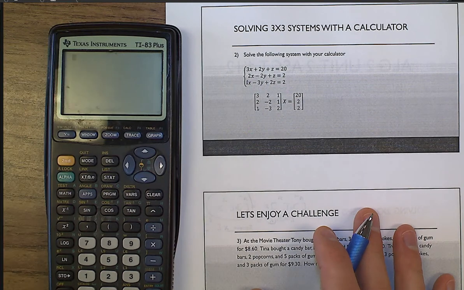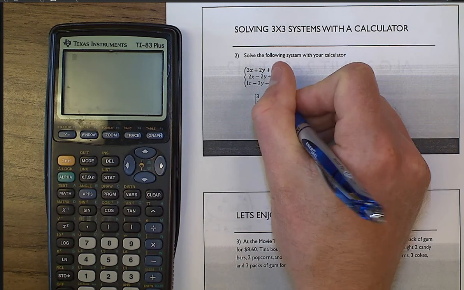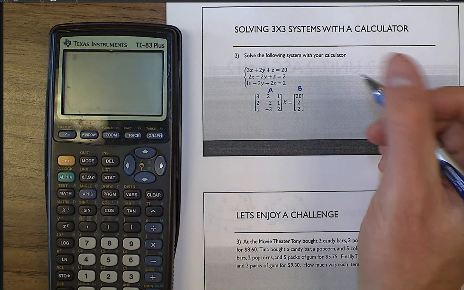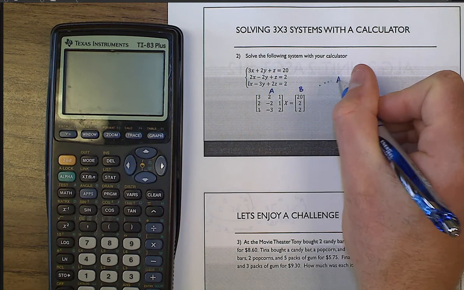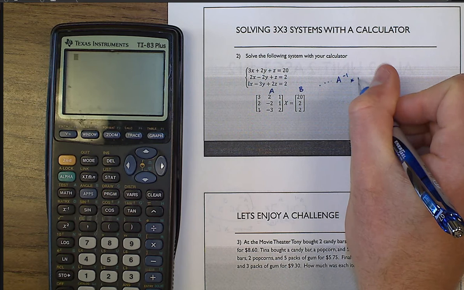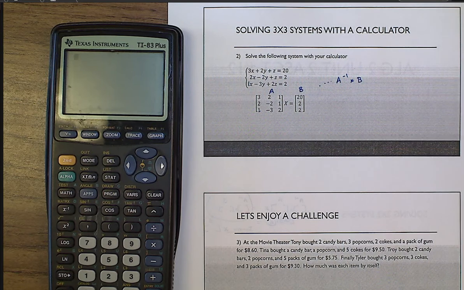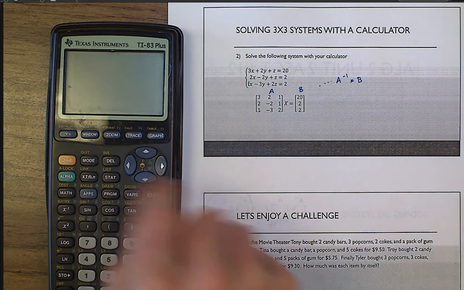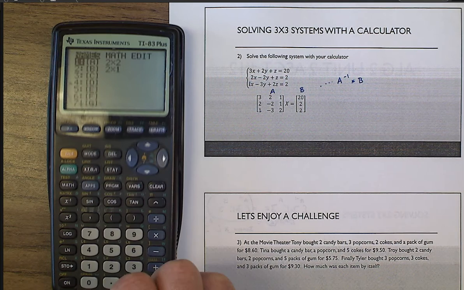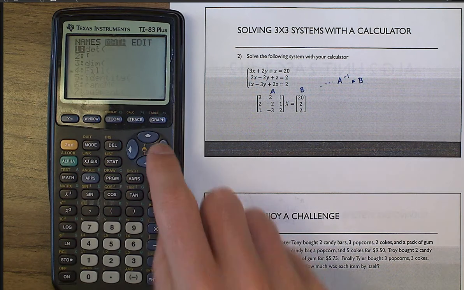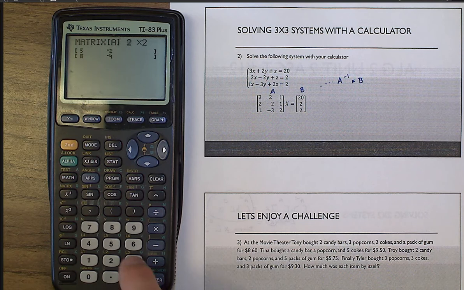All right, and again, I like to label things. I'm going to call that matrix A. I'm going to call this matrix B. Again, when I go to solve this, I want A inverse times matrix B, and that's going to give me my x, y, and z. So here we go. Go to matrix. We want to edit matrix A, and this is now a 3 by 3. So hit 3, enter 3, and lock in your numbers.